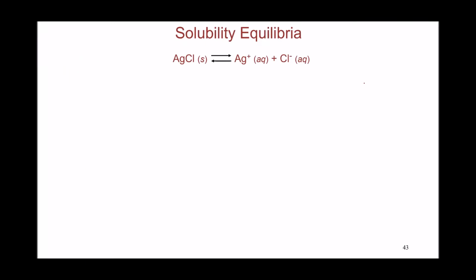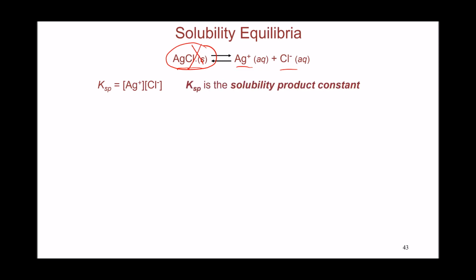Same concepts of heterogeneous equilibria apply to solubility. For these, we can define a special equilibrium constant that is basically the product of the ion concentrations. It's not going to include the solid itself because, as we said, solids do not contribute to the expression of the equilibrium constant. That special equilibrium constant is called the solubility product constant, and its form is going to be different according to the formula of the salt.